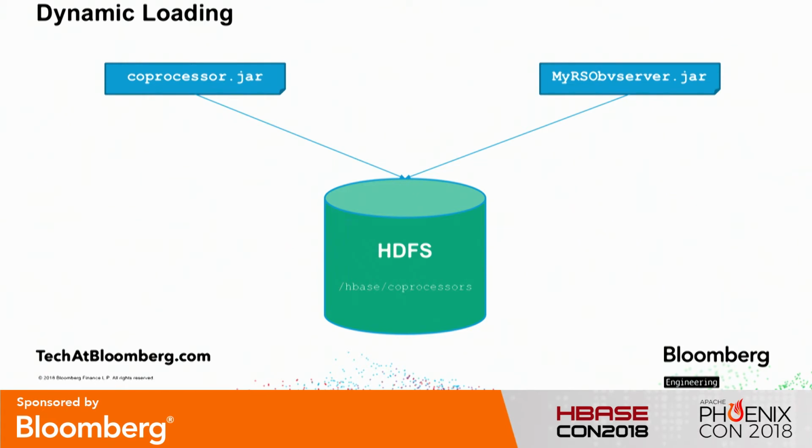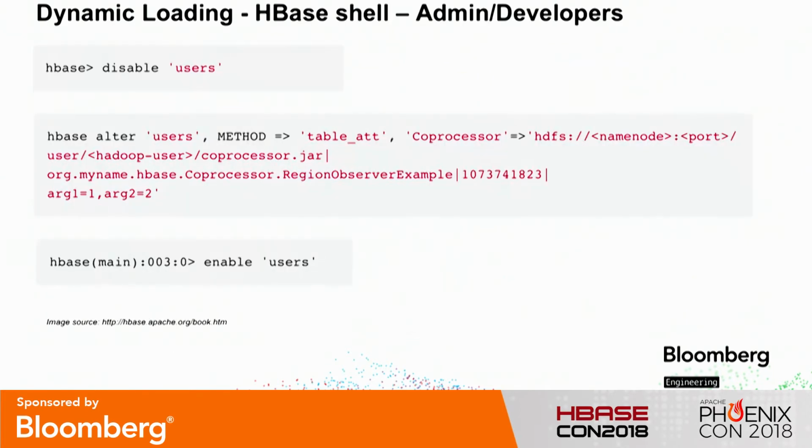In this picture, there are two coprocessor jars that are copied onto HDFS, and they are loaded using HBase shell. The first thing you need to do for dynamic loading is disable your table. It will definitely make your table unavailable for the time being. Then you issue an alter table command, and there's a method in HBase called table_att. With that, you attach the coprocessor to your table, and you specify the class name as well. Finally, you enable your table, and after that, you can verify by running the describe command to see that your coprocessor is attached to the table.